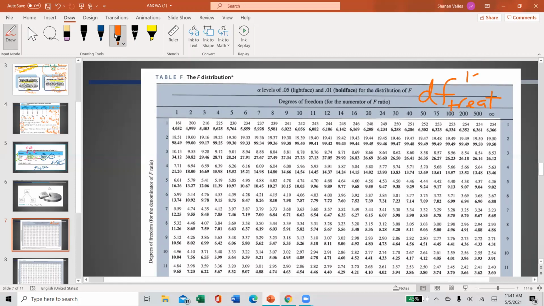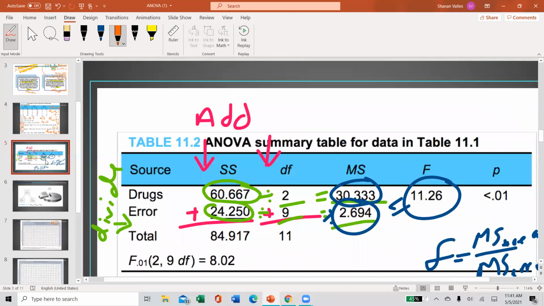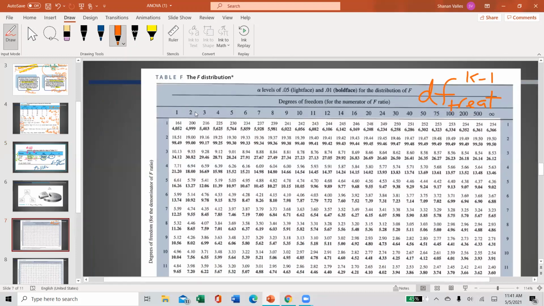Just as a reminder, that's k minus 1. How many groups we have, minus 1. In this example, and you can look back, right? It's in our source table. Degrees of freedom treat is 2. We had 3 groups, minus 1. So our degrees of freedom for treat is 2.